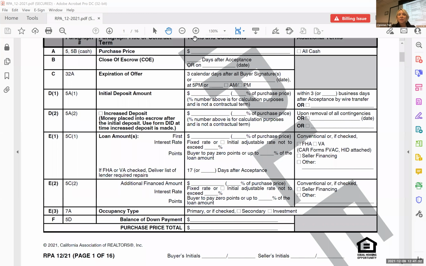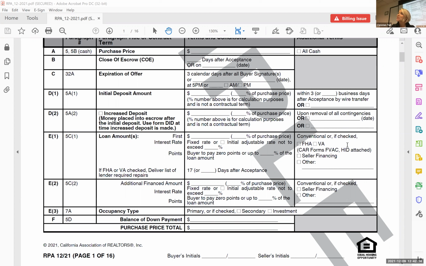So to the right-hand side is conventional or other. You'll have to indicate what type of loan. We have FHA, VA. These are not as common in our area. Why? The price. There's a limit on the loan amount, right?